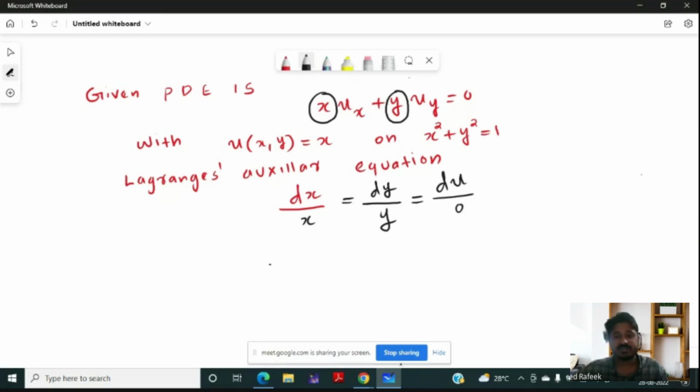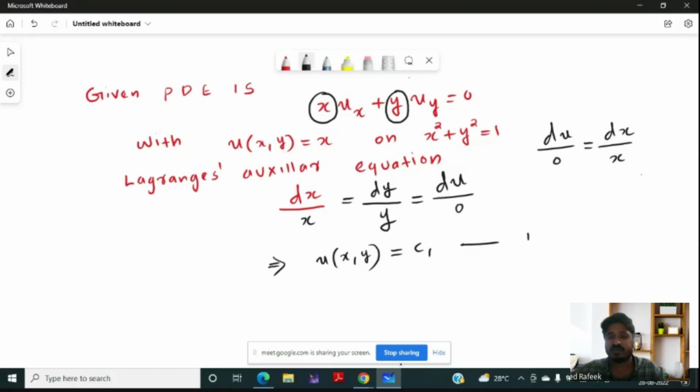Solve with this. I am taking the first and last parts. From this you will have du equal to 0. That means u of x comma y is equal to some c1. See how you are getting it? You can take two parts: du by 0 is equal to dx by x. Multiply by 0, and you will get du is equal to 0. Integrate it: u of x comma y is equal to c1. This is equation number 1.